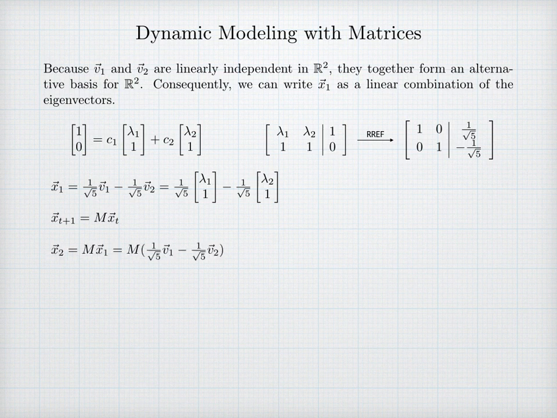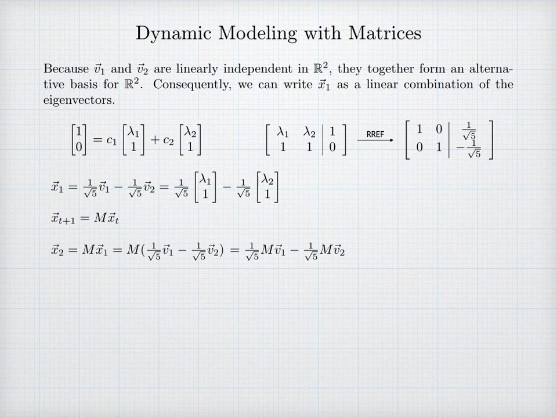So I can calculate x2. That's M times x1. And if I substitute in place of x1 the formula that I just have in terms of linear combinations of v1 and v2, I get M times that linear combination. The properties of matrix multiplication allow that matrix to distribute, and then the scalars, here they're 1 over the square root of 5, can factor out of the matrix, so that I can write this equation as my x2 is now equal to the scalar 1 over square root of 5 times Mv1 minus the scalar 1 over square root of 5 times Mv2.